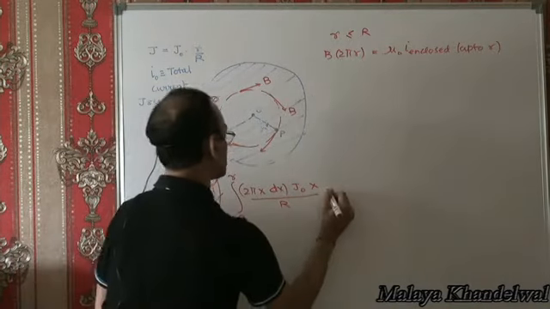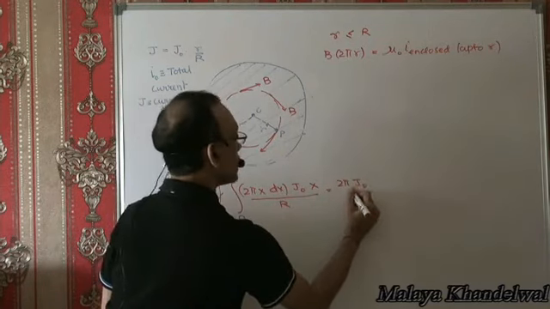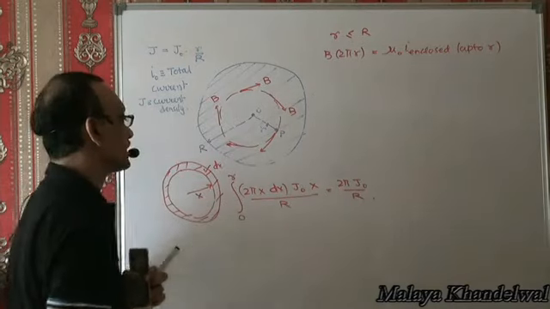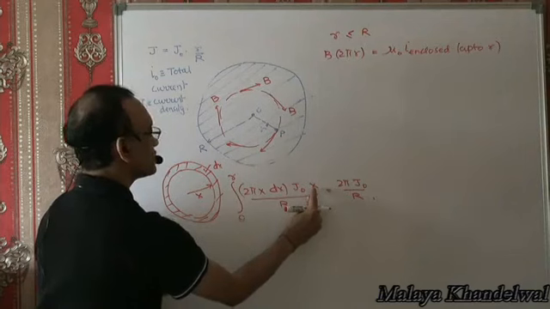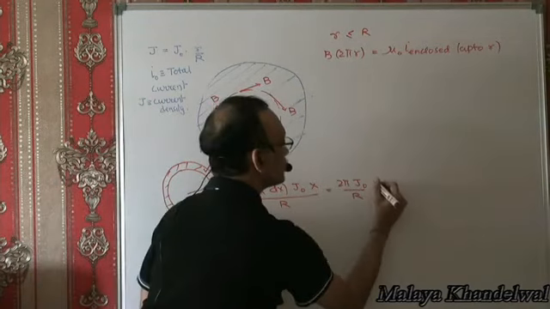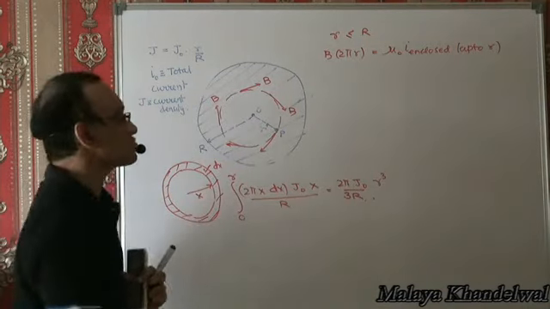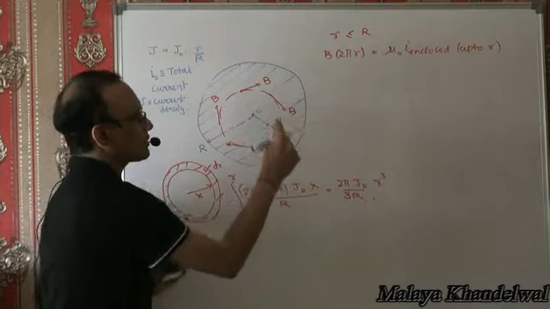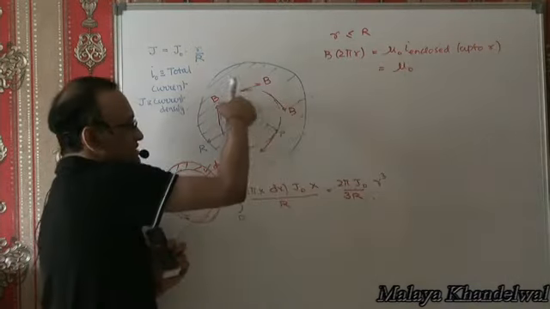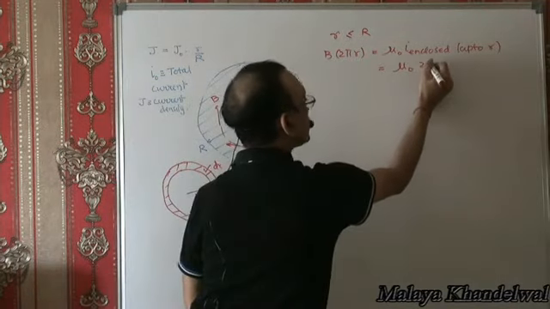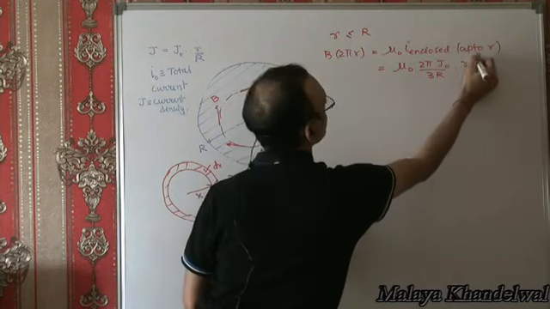So how much does this turn out to be? This turns out to be 2 pi J naught by R, times x squared; when I integrate, I get x cubed by 3. So r cubed by 3. That's the total current up to small r. So this is going to be mu naught times I enclosed up to small r, which is 2 pi J naught by 3R into r cubed.